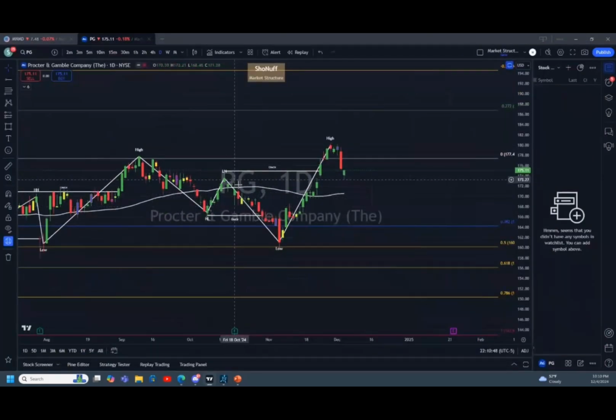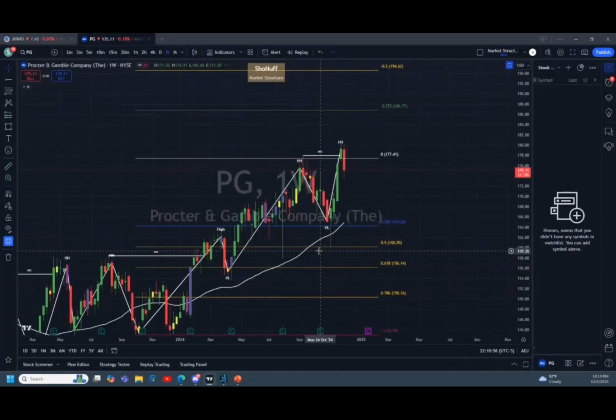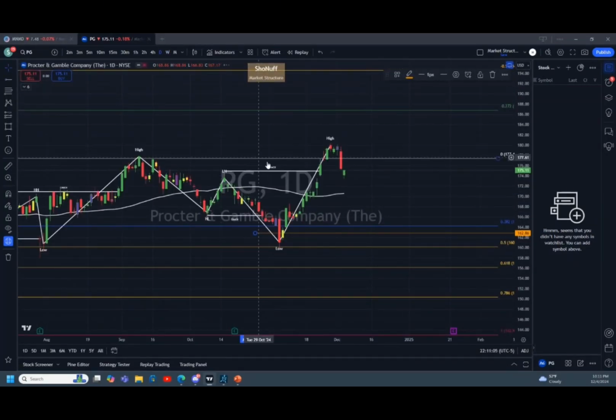You got an inside bar at the bottom of a downtrend, near the 50 moving average, not near the 50 moving average, but at the golden zone area on the weekly. If I go to the weekly, I'm pretty sure my 50 moving average is right there. If I go down to my daily, there you go. All right, you see that?